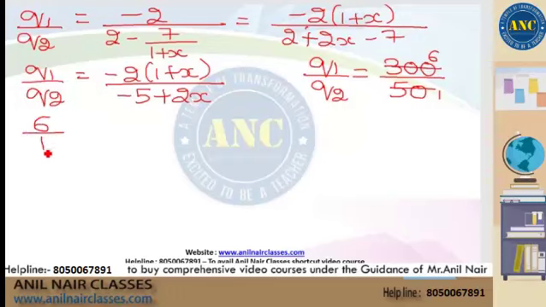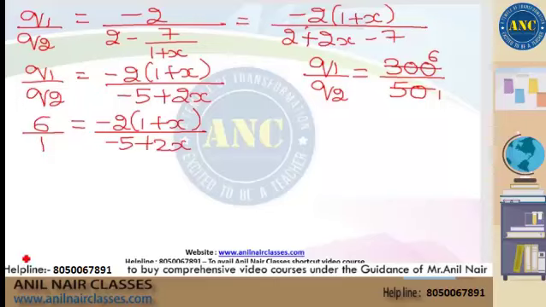I can substitute here. 6 by 1 is minus 2 into 1 plus x divided by minus 5 plus 2x. Further simplified, it can be written as 2 into 3, and you can simplify it as 3 is equal to this minus. I will take common factor in the denominator also. Numerator becomes 1 plus x divided by, if I take minus common factor and simplify, it becomes 5 minus 2x.